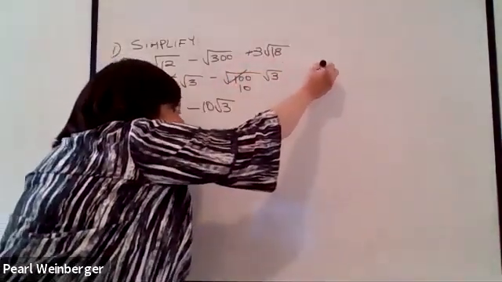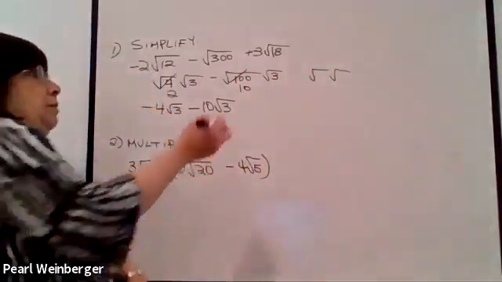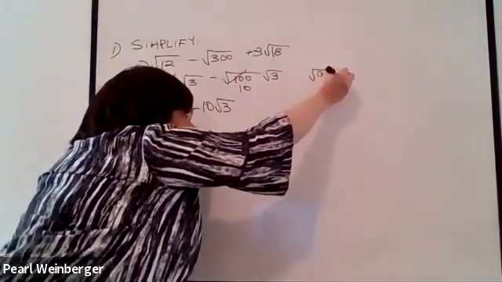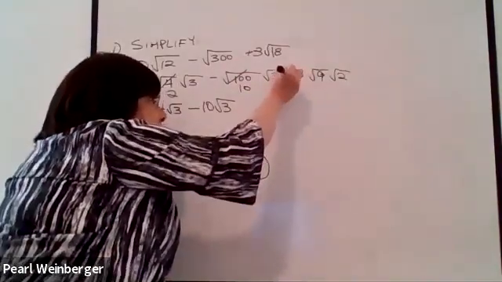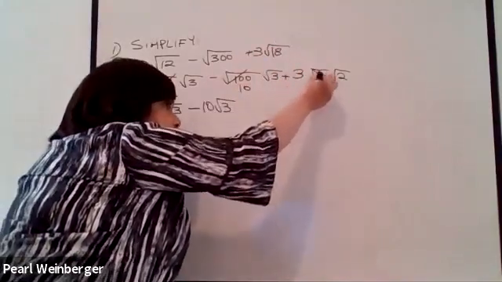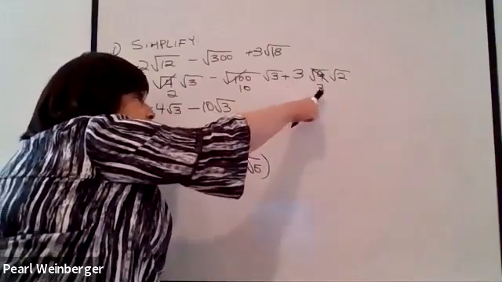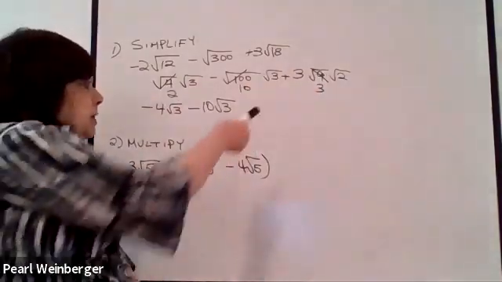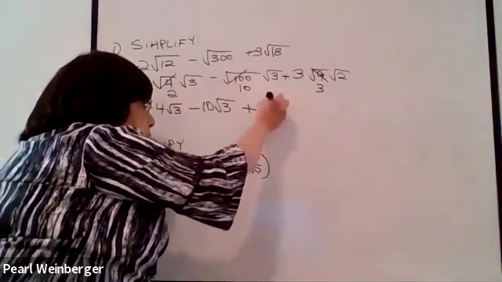Finally, I have the square root of 18. When I think about breaking it up, I break it up into 9 and 2, because 9 is a perfect square. Remembering that there's this 3 in front of it to start out with, and again, the square root of 9 is 3. But now I have the 3 in front of it times this 3, which is now no longer inside the radical. That gives me plus 9 radical 2.